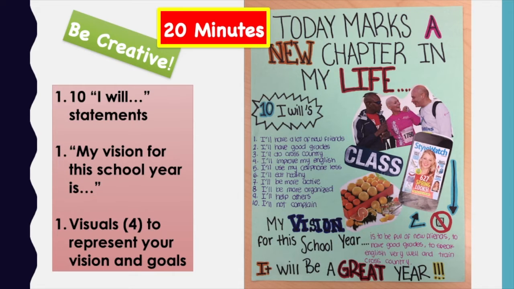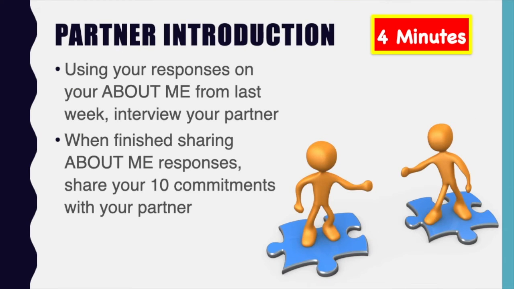Okay, by now your 20 minutes are up, and you're going to scoot over to your partner and introduce yourself, and you're going to spend 2 minutes each person, so a total of 4 minutes, using your responses on your About Me from last week. You're going to interview your partner and ask them about their favorites and just have a conversation that should take about maybe 1 minute each person. And then when you finish sharing your About Me responses, you're going to share your 10 commitments with your partner. And that should take about another minute.